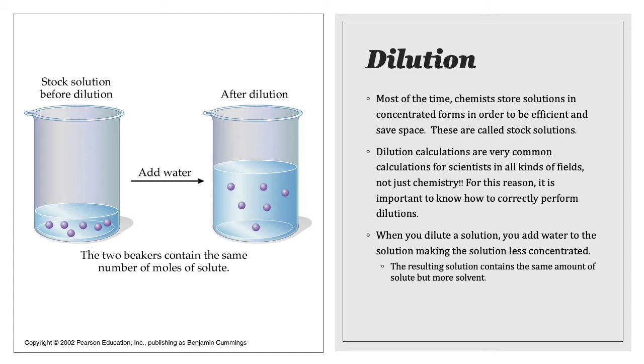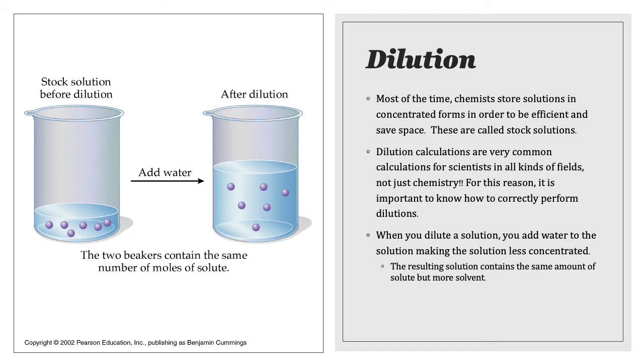Most of the time, chemists store solutions in concentrated forms in order to be efficient and save space. These are called stock solutions. They just help them save shelf space. Dilution calculations are very common for scientists in all kinds of backgrounds, not just chemistry. For this reason, it's important to know how to correctly perform a dilution.